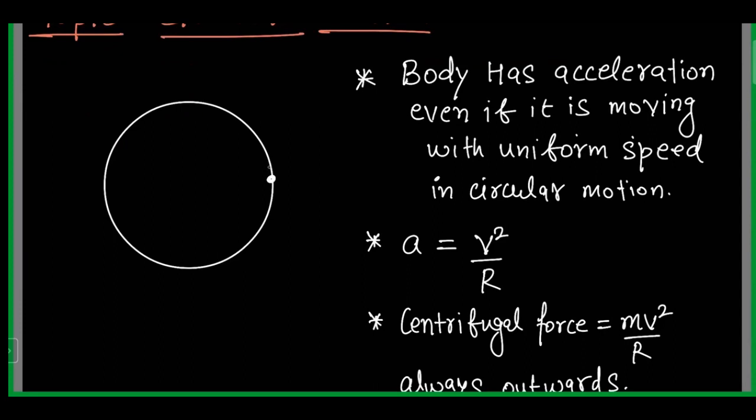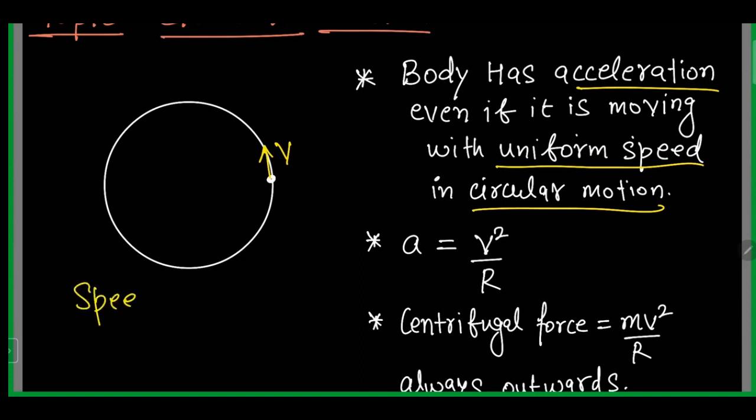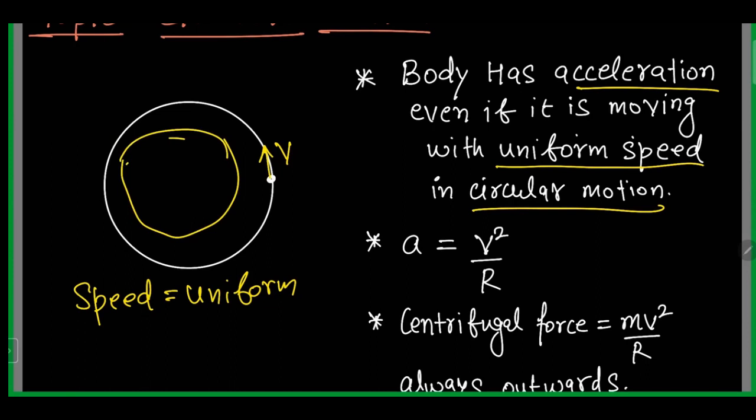So let's say your body is moving with a uniform speed in a circular motion. So your motion in a circular orbit is uniform. Even if your body is moving with uniform speed, there is still some acceleration. Now this might seem very tricky to you. What I'm telling you is speed is uniform. What do I mean by that? It means it will cover this circle in the same time every time. Each circle it will complete in the same time.